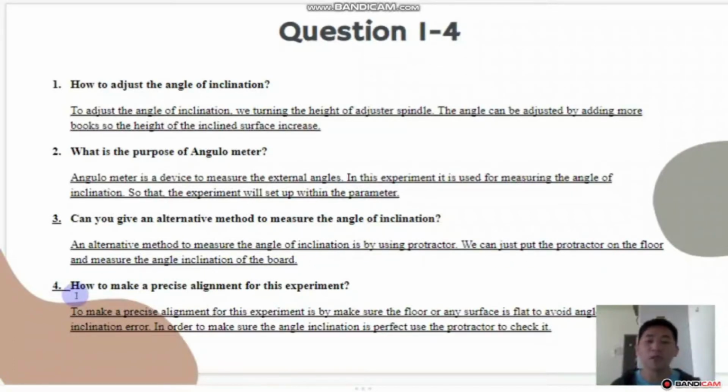So number 4, how to make a precise alignment for this experiment? To make a precise alignment for this experiment is by making sure the floor or any surface is flat to avoid angle of inclination error. In order to make sure the angle of inclination is perfect, use the protractor to check it.